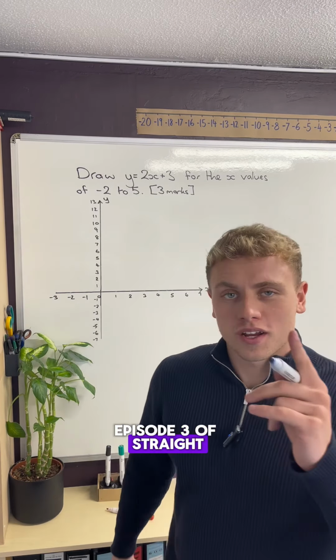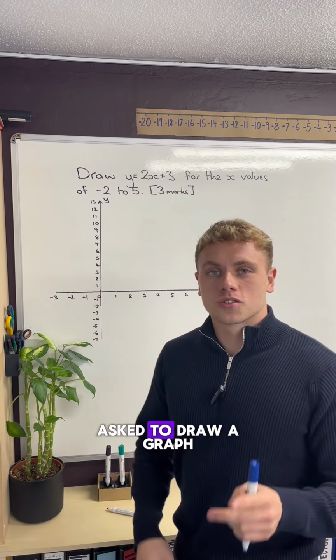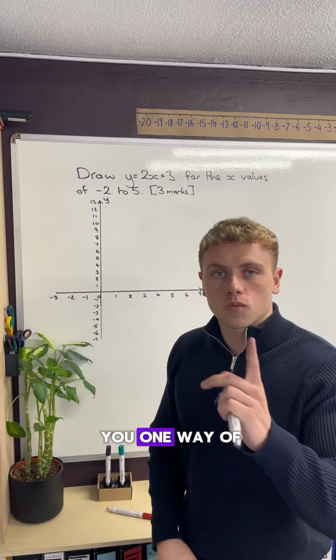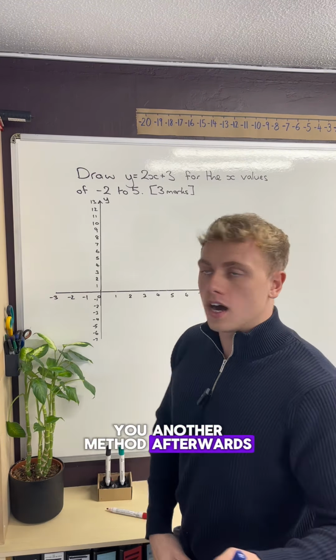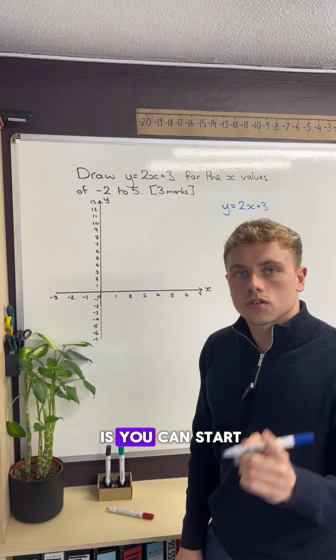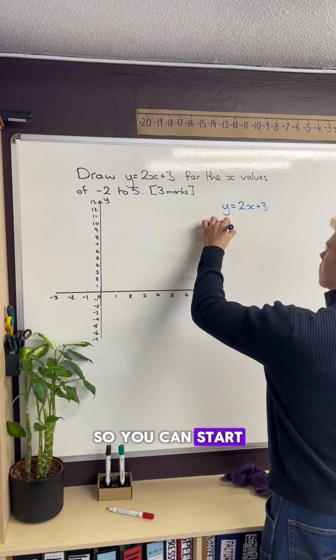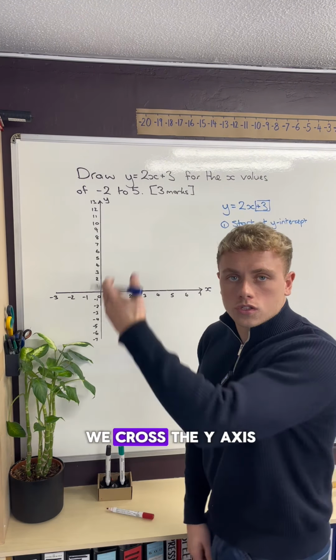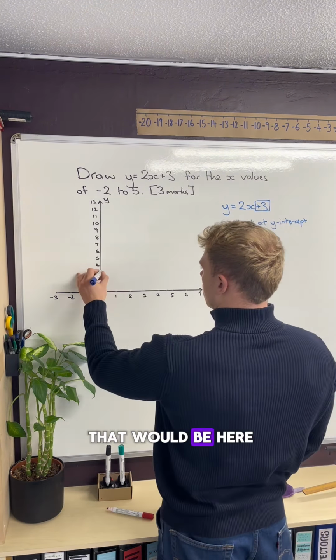Episode 3 of Straight Line Graphs. This time we've been asked to draw a graph. Really popular GCSE question. So I'm going to give you one way of doing this and I'm going to show you another method afterwards. What you can do is start at the y-intercept. So you can start at positive 3. That's telling us that we cross the y-axis at positive 3, so that would be here.